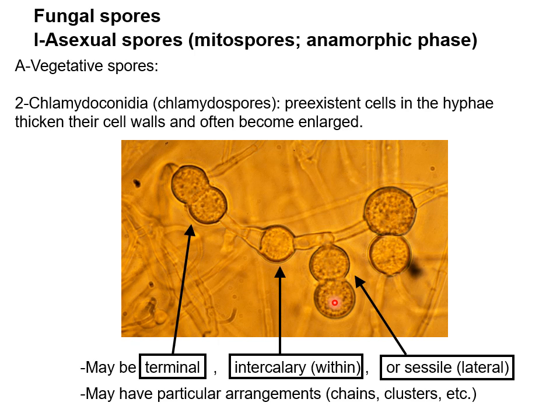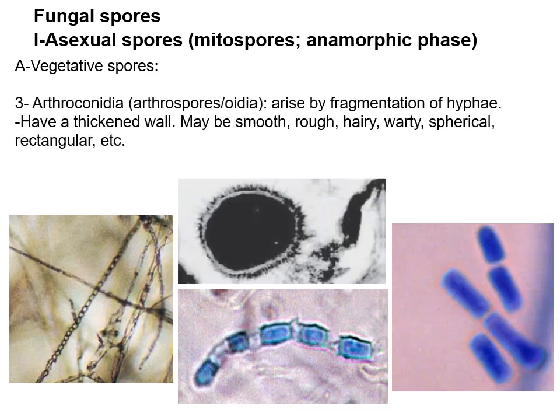And these can be present in chains and clusters in different types of forms. And again, some species will, for example, only produce terminal chlamydospores. Some of them will only produce sessile, and then some of them can produce all three forms, for example.